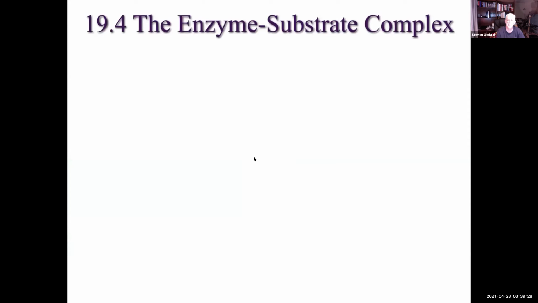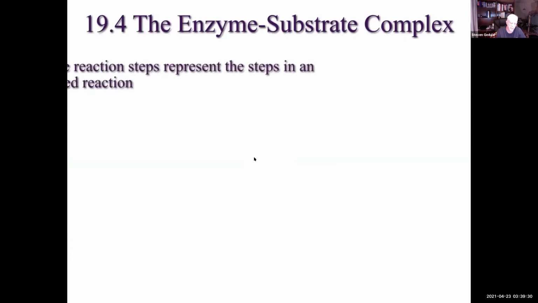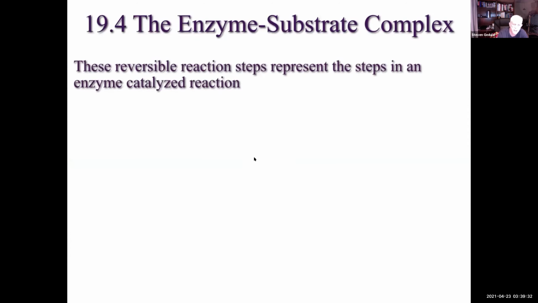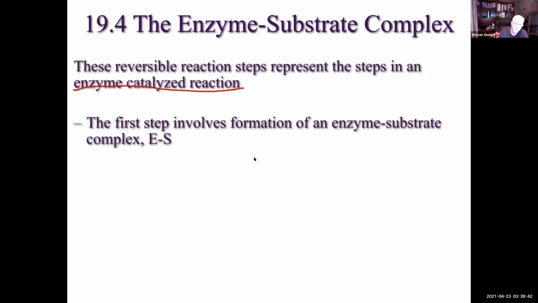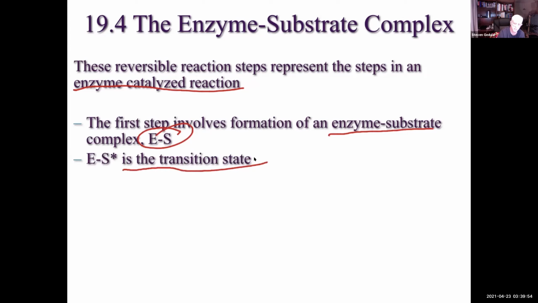Okay. The enzyme substrate complex is when the enzyme binds with the substrate. These reversible reaction steps represent the steps in an enzyme catalyzed reaction. The first step, like we said, involves the formation of an enzyme substrate complex. So the enzyme and the substrate bond together. This is the enzyme substrate, your transition state. It starts to modify right there.